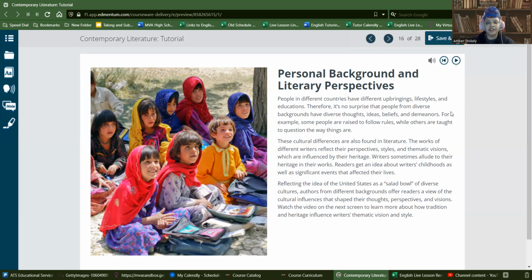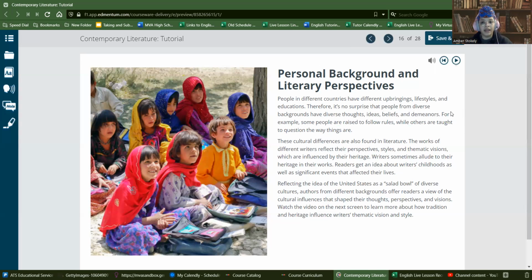So a lot of the time, writers will allude to or reference their heritage and background in their stories. Sometimes authors will only write about people from their culture. They allow the people from their background and heritage to be the stars of the story. So you get to learn more about that culture while you're reading.